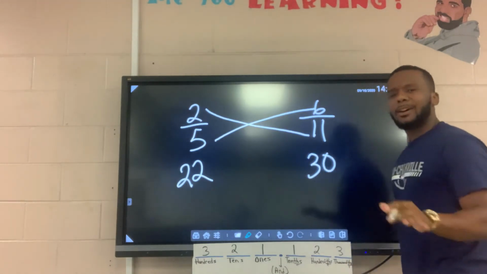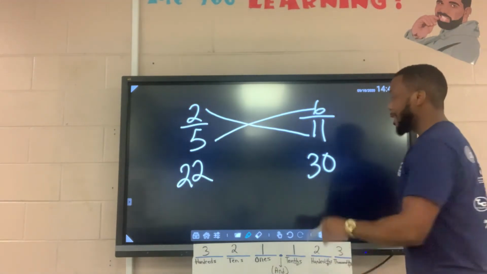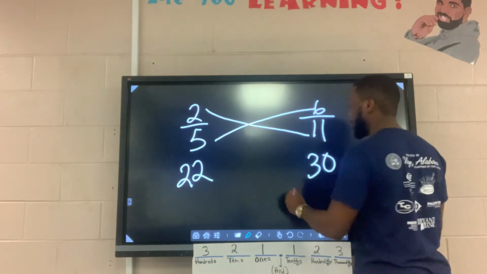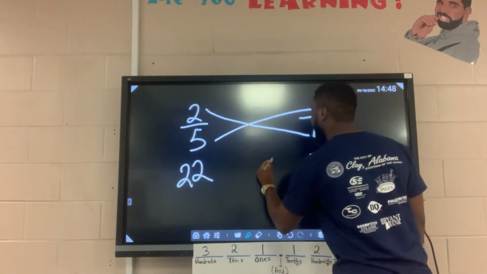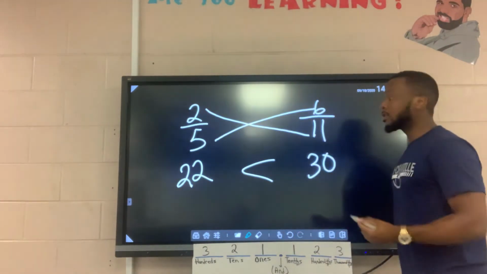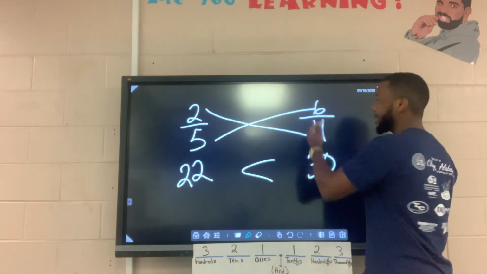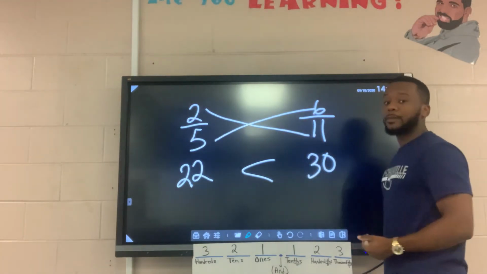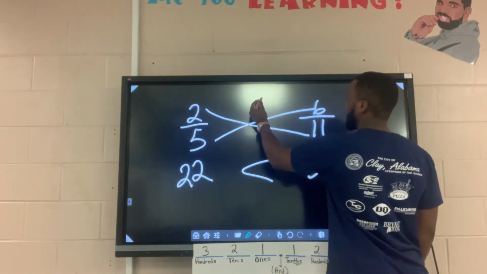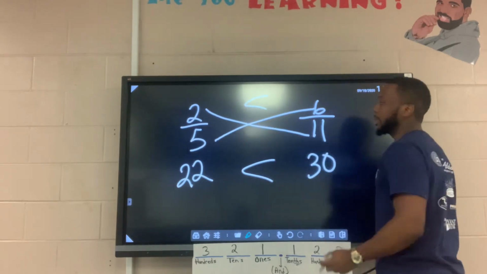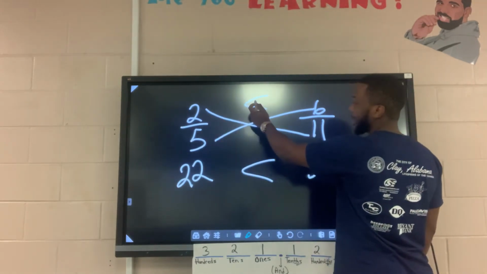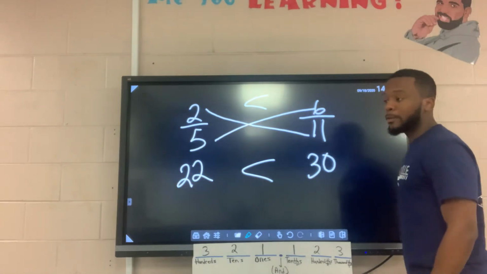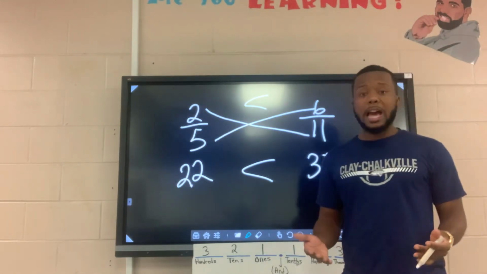From here, I can look at the whole numbers again. I know 30 is greater than 22, so my sign has to open up to the 30, which also tells me that 6 over 11 is greater than 2/5. But if I read this from left to right, of course it would be 2/5 is less than 6 over 11. And that's all you have to do, students.